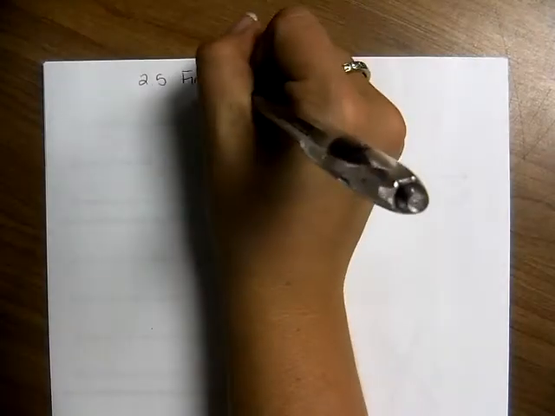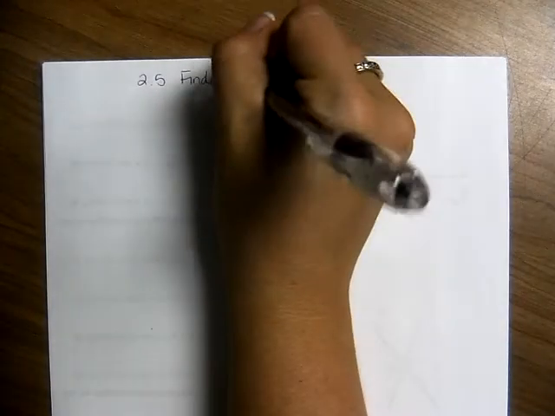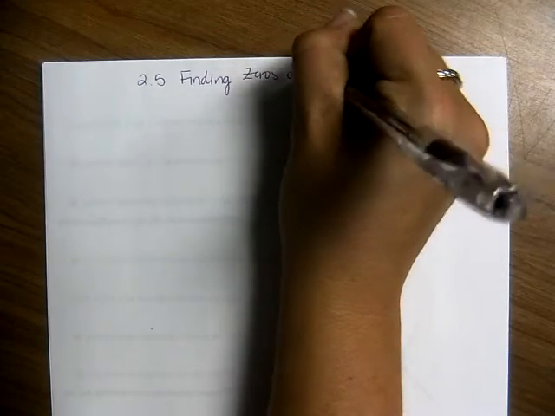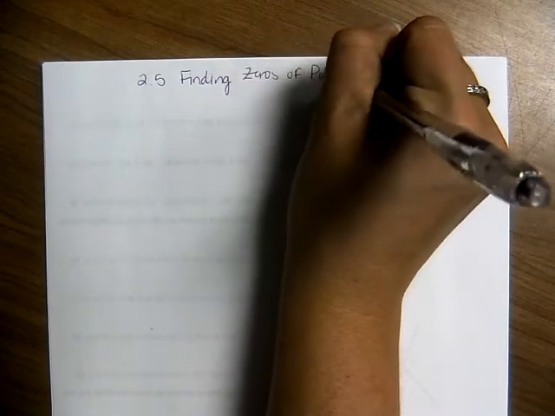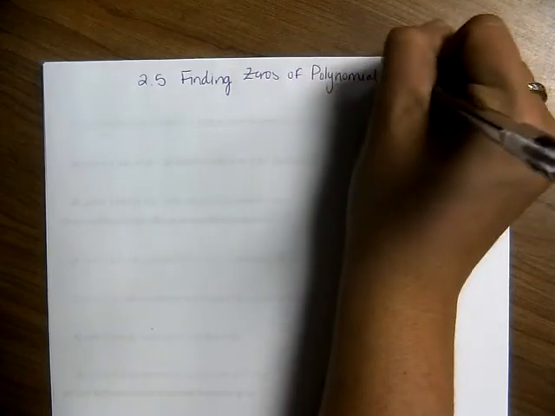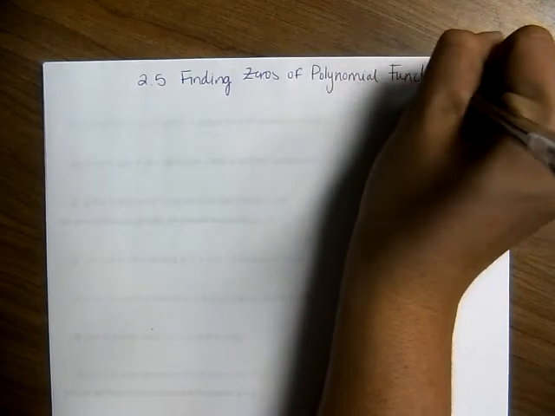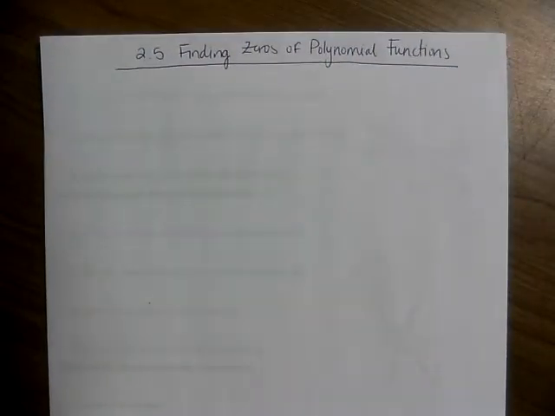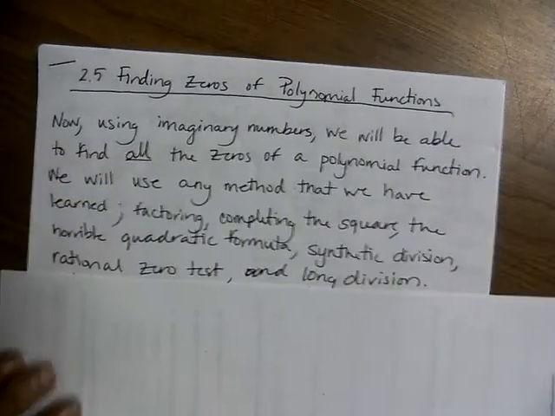Okay. So we're going to do 2.5, finding the zeros of the polynomial. And it's really just combining 2.3 and 2.4 into 2.5. I'm just going to show you this part, and then we can just kind of read through it together.